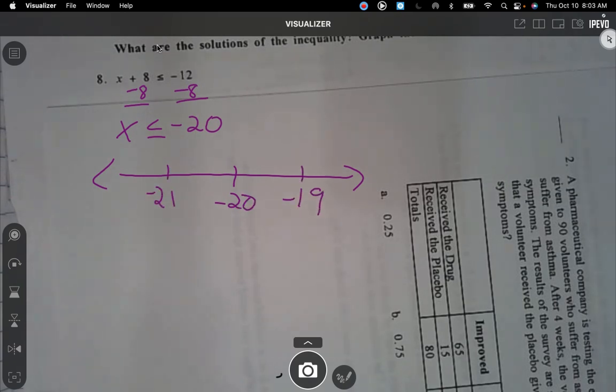Open or closed circle? Closed, and going this way. There you go. Did y'all get that? Yes. Okay. All right. Which one? The left? Yes, going to the left.